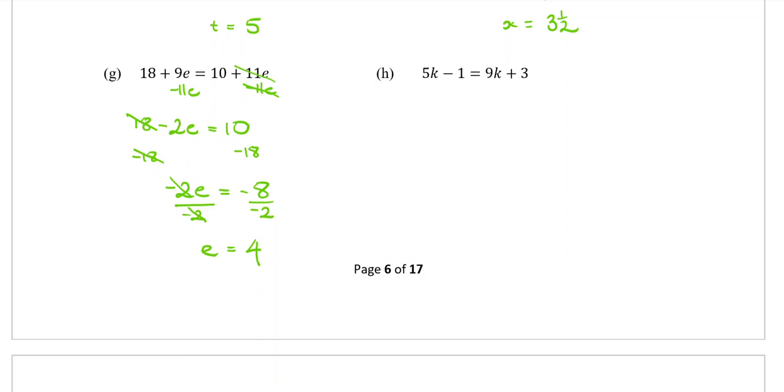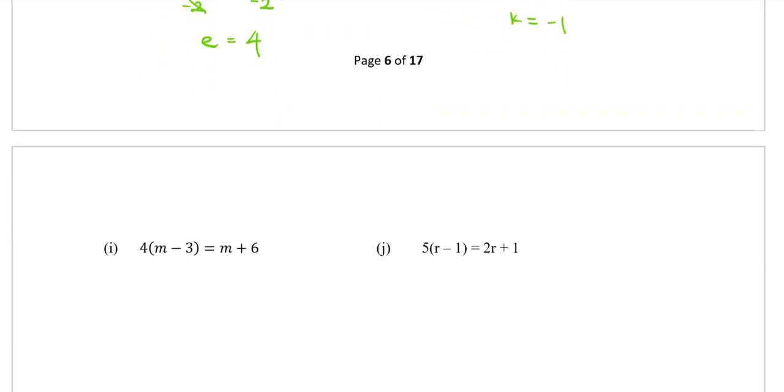H. 5k minus 1 equals 9k plus 3. So I want to move the 9k by subtracting 9k from both sides. That leaves 5 take away 9 is negative 4k. Then minus 1 equals 3. Then, solving the equation, we're going to add 1 to get minus 4k equals 4, and then divide the minus 4 to get k equals negative 1.